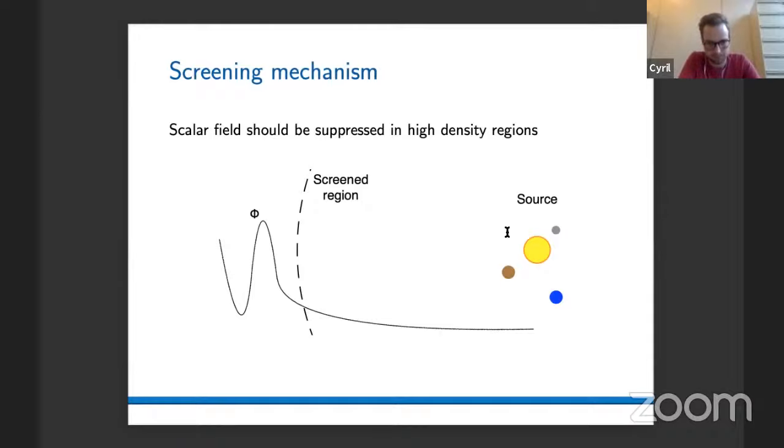And when you leave this region where the scalar field is screened, the scalar field can behave as it wants and is less constrained, so you can recover cosmological observations and things like that. So you can really imagine the screening mechanism as something behaving in this way.